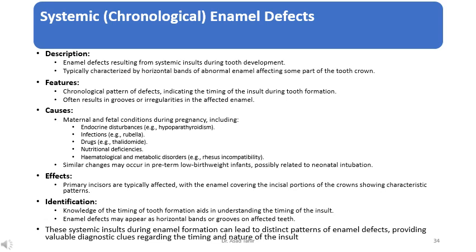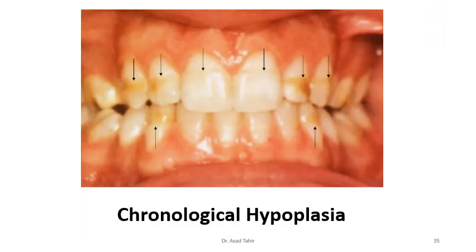Effects. Primary incisors are typically affected, with the enamel covering the incisal portions of the crowns showing characteristic patterns. Identification. Knowledge of the timing of tooth formation aids in understanding the timing of the insult. Enamel defects may appear as horizontal bands or grooves on affected teeth. These insults during enamel formation can lead to distinct patterns of enamel defects, providing valuable diagnostic clues regarding the timing and nature of the insult.